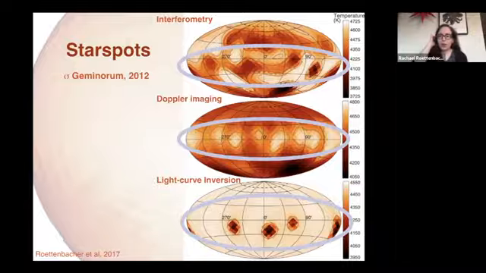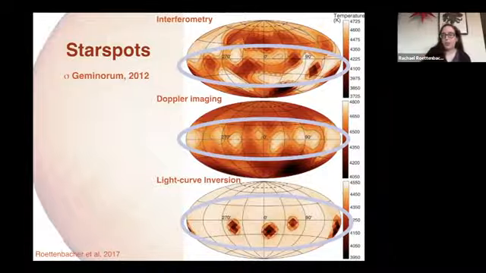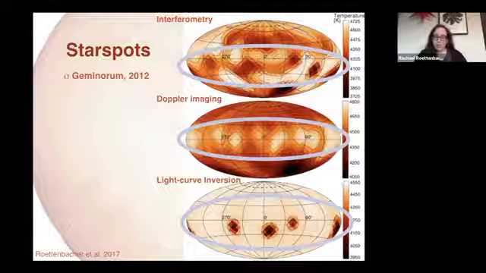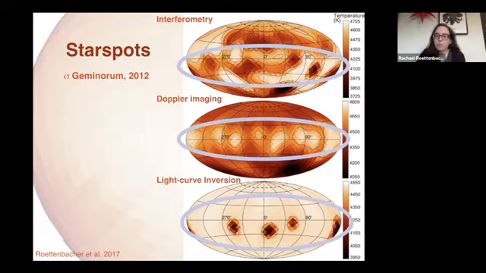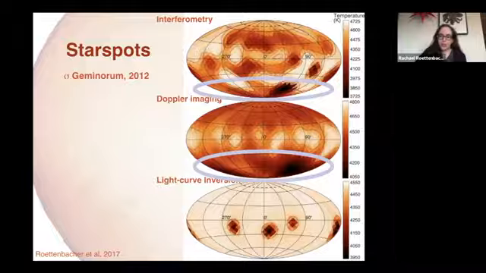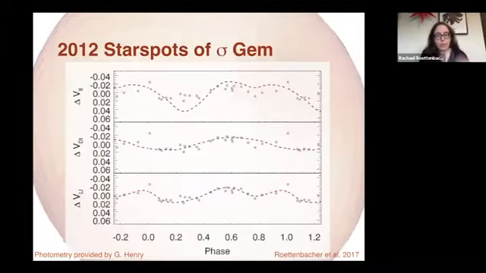You might notice that there are more spots in the equatorial region in the interferometry than in the light curve inversion. And that's not shocking because the light curve inversion, when the surface gets very busy, has a hard time resolving the features. So that could just be another result of the imaging method. We also now see these high latitude regions on Sigma Gem with both the Doppler imaging and the interferometry, which is fun.